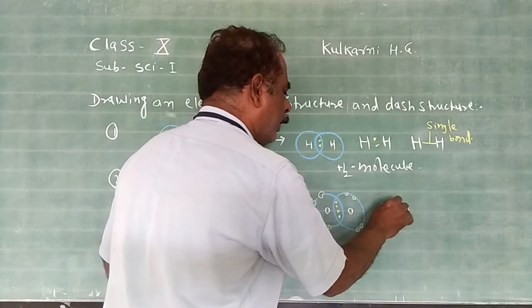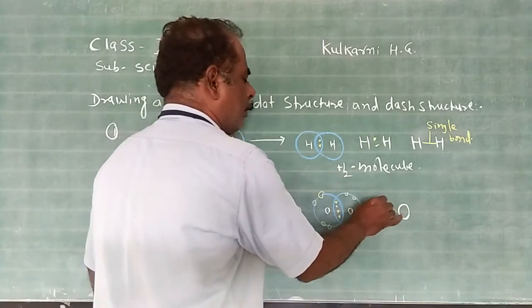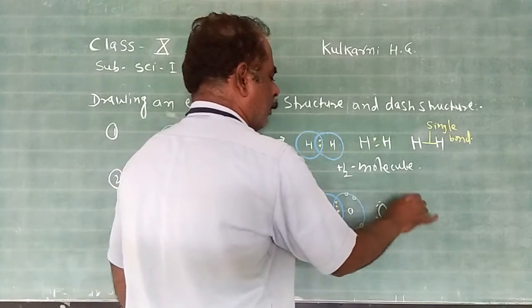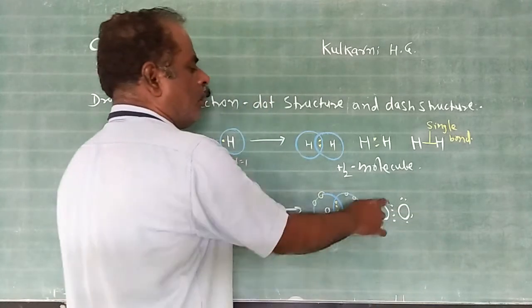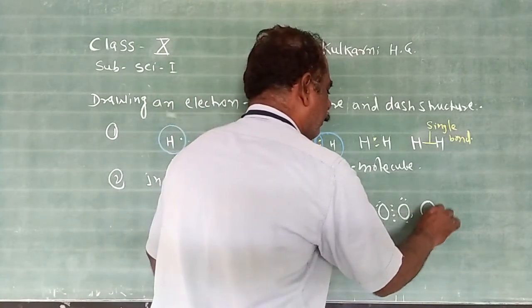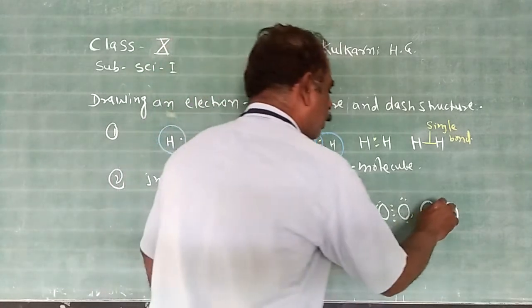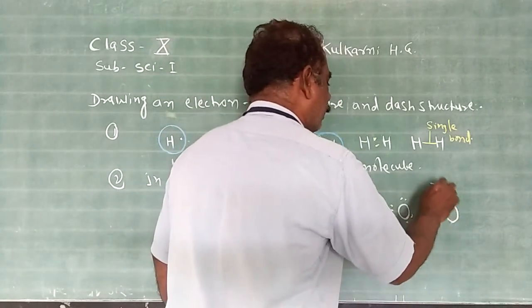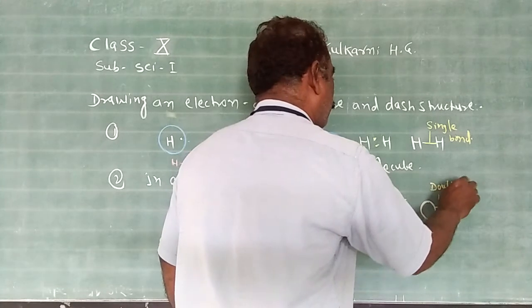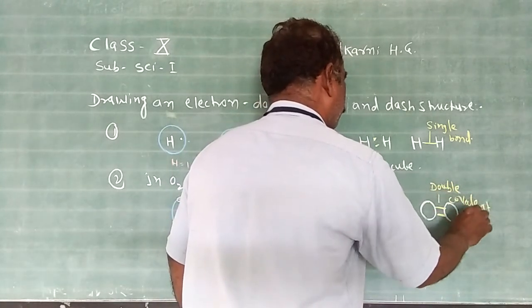How many pairs of electrons does it contain? 2 pairs of electrons. Here also, how many pairs? 2 pairs. Therefore, one oxygen atom shares 2 pairs of electrons, so it forms a double bond, called a double covalent bond.